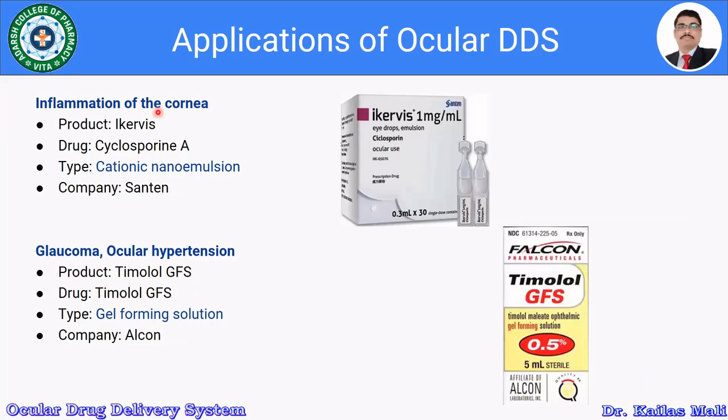For inflammation of the cornea, the Ikervis product is available. It's an emulsion based eye drop. It comprises the drug cyclosporine A. It's a cationic nano emulsion and developed by Santen.